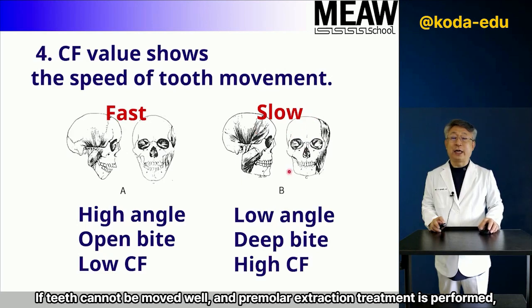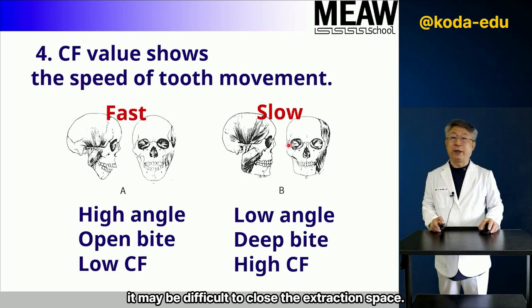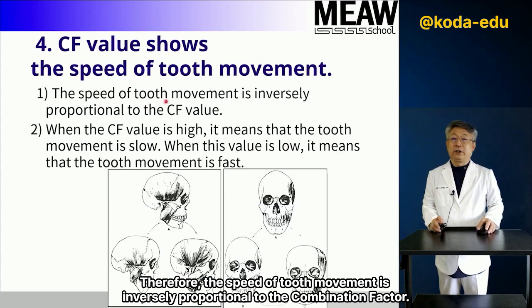So if teeth cannot be moved well and premolar extraction treatment is performed, it may be difficult to close the extraction space. Therefore, the speed of tooth movement is inversely proportional to the combination factor.